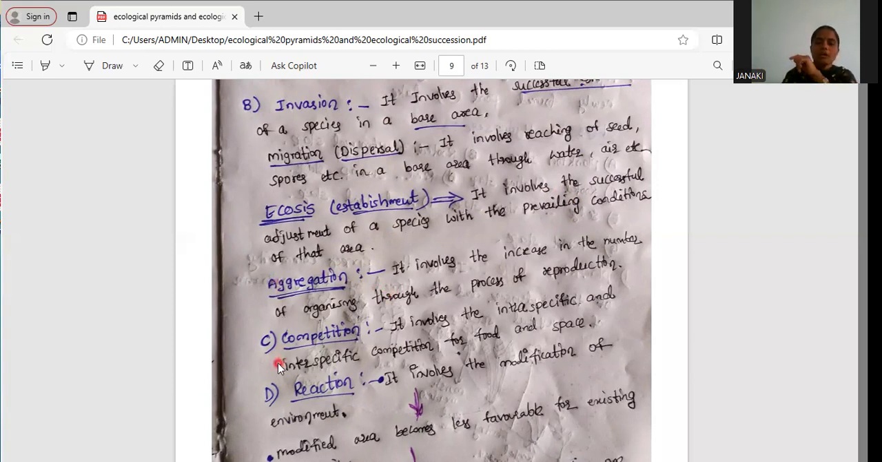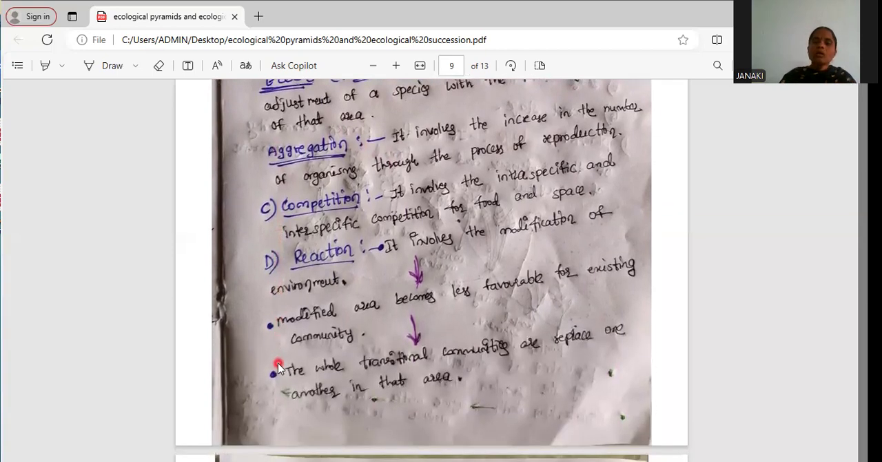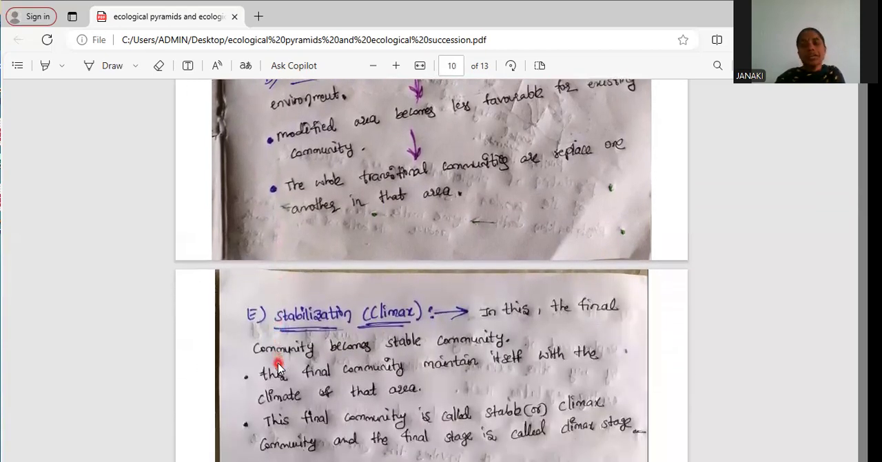Next, the third one, competition. It involves intraspecific and interspecific competition for food and space. Next, reaction. It involves the modification of the environment. The area becomes less favorable for the existing community, and the old transitional communities are replaced one after another in that area. This is the reaction.